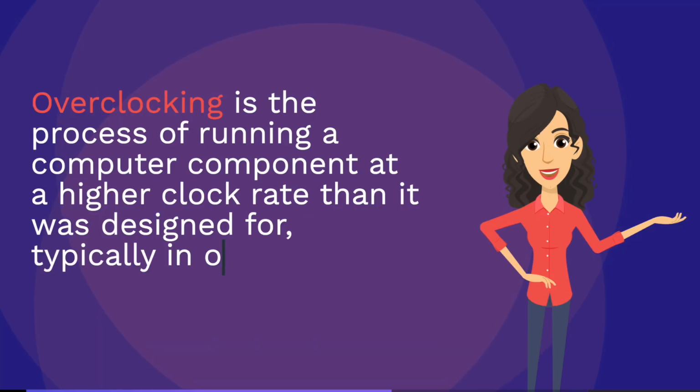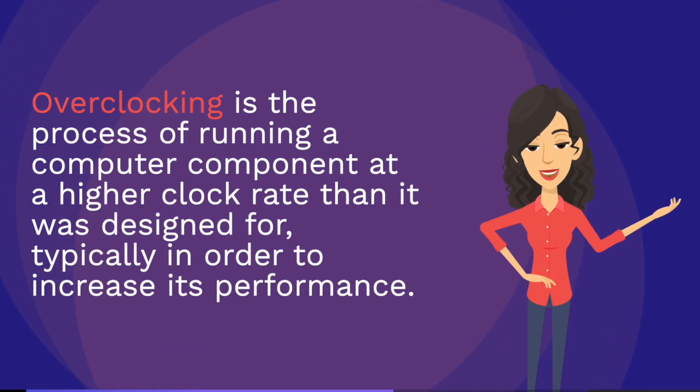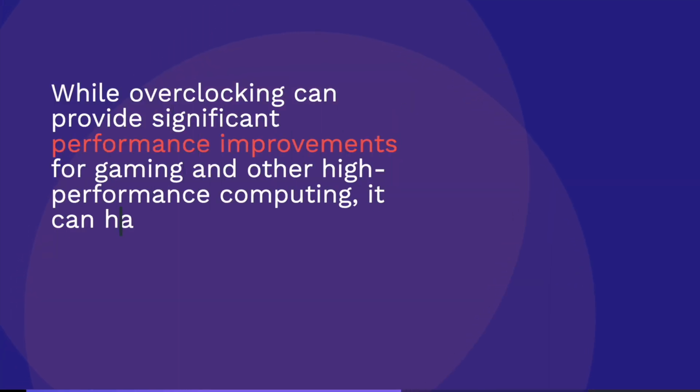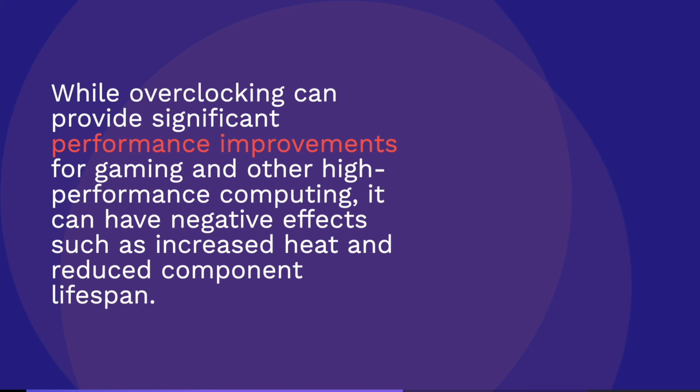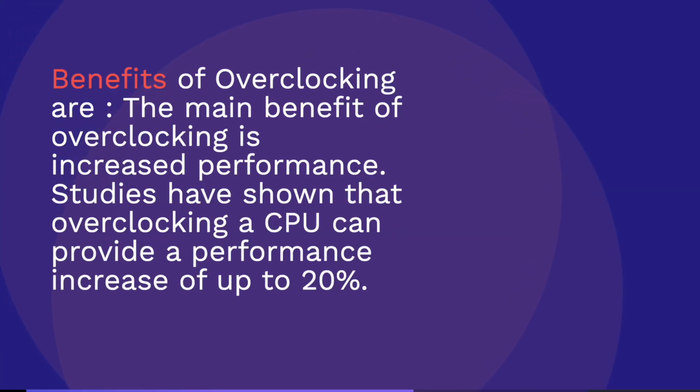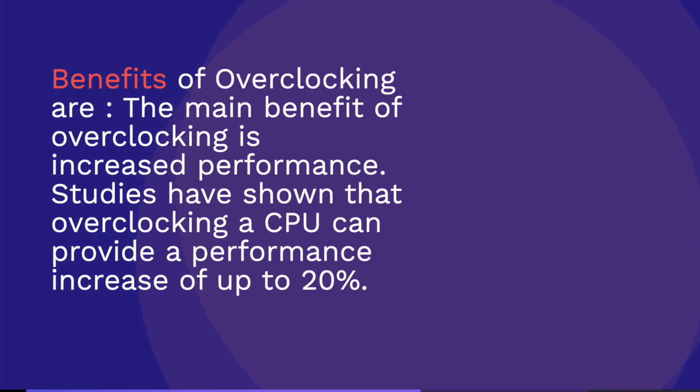Literature review. Overclocking is the process of running a computer component at a higher clock rate than it was designed for, typically in order to increase its performance. While overclocking can provide significant performance improvements for gaming and other high-performance computing, it can have negative effects such as increased heat and reduced component lifespan. Benefits of overclocking: the main benefit of overclocking is increased performance. Studies have shown that overclocking a CPU can provide a performance increase of up to 20%.